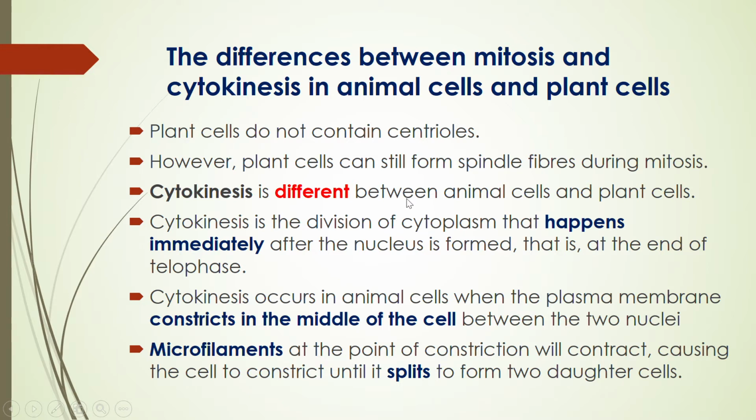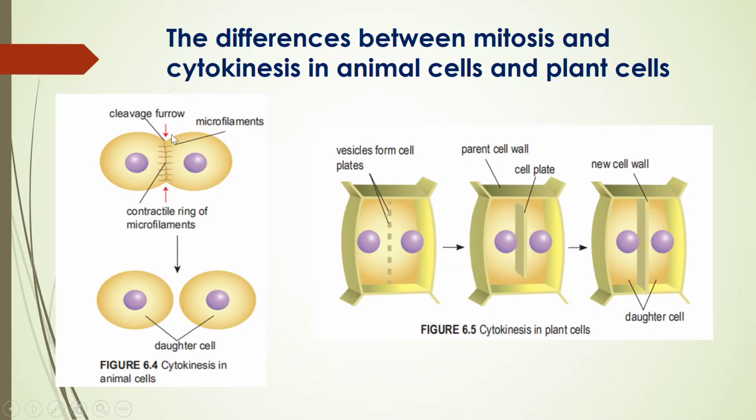Cytokinesis is different between animal cells and plant cells. So again, what is cytokinesis? The cytoplasm divides. It happens immediately after the nucleus is formed, which means at the end of telophase, cytokinesis follows immediately after telophase. In animal cells, it happens when the plasma membrane constricts in the middle of the cell. That's why you see a dented region over here.